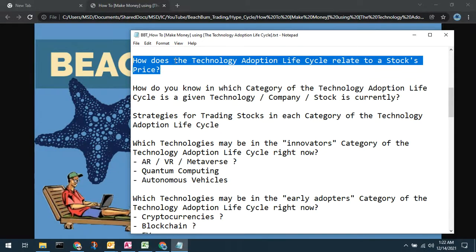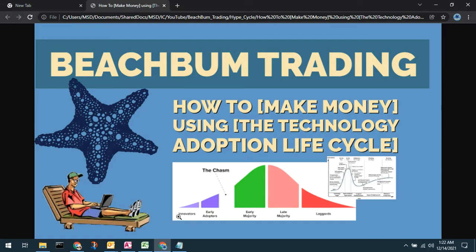So given all this information, how does the technology adoption life cycle relate to a stock's price? How do we use all this information for our stock trading to make money with the technology adoption life cycle? Well, we looked at this curve and the S curve a number of times, and we can see that when an innovation initially comes out, the stock price would increase as it gets a level of adoption through the early adopters phase, and then it would essentially hit the chasm. It would stop, right?